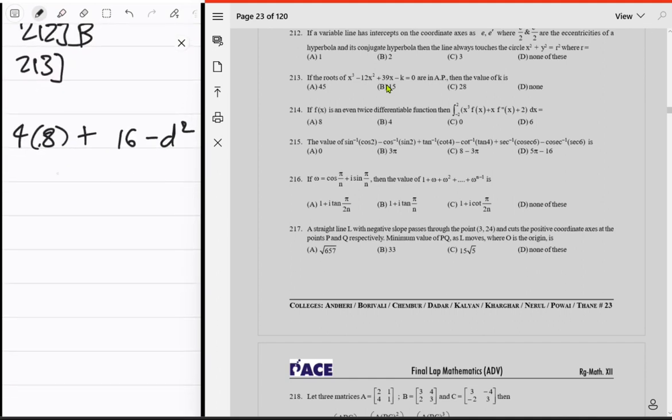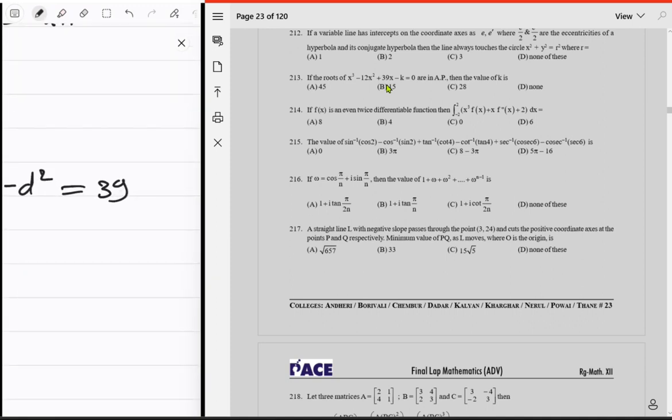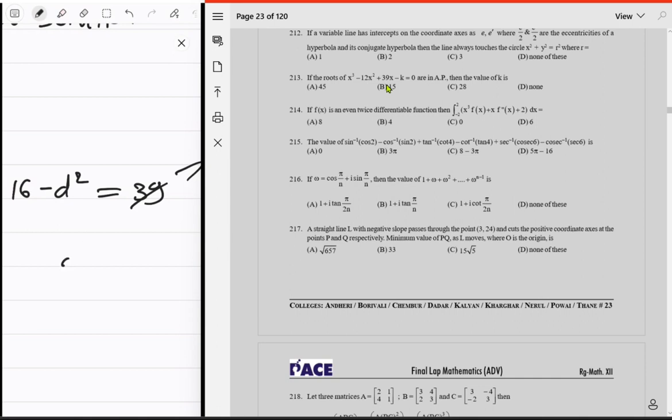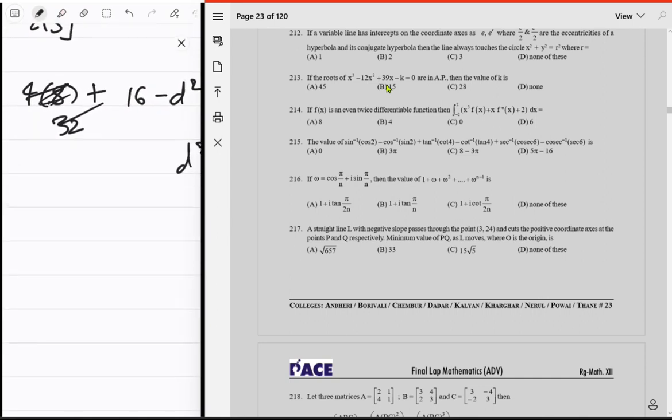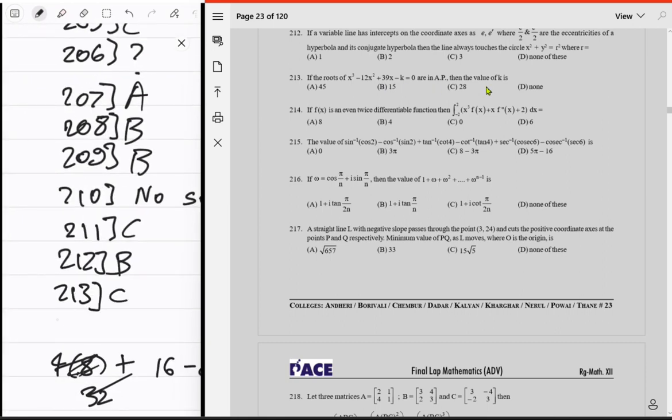So what will this become? Just 32. So here what do you get? Just get like 7. Meaning d square is equal to 9, that is d equal to 3 or negative 3, but whatever. So like just 4, 7 and 1. These are the roots. So what is it, like 28? So k is 28. C is the answer. Next question. 214.